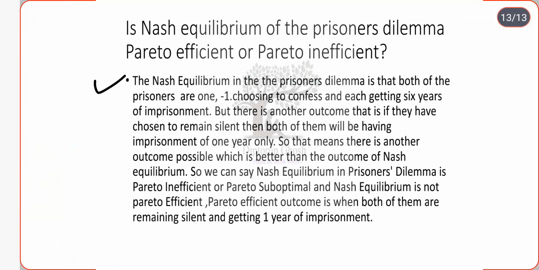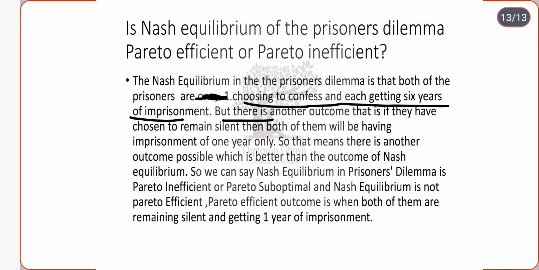12th slide. The Nash equilibrium in the prisoner's dilemma is that both the prisoners are choosing to confess and each getting 6 years of imprisonment.